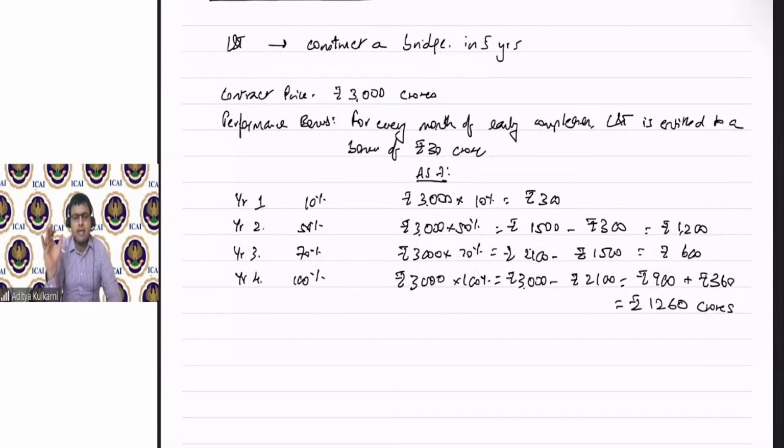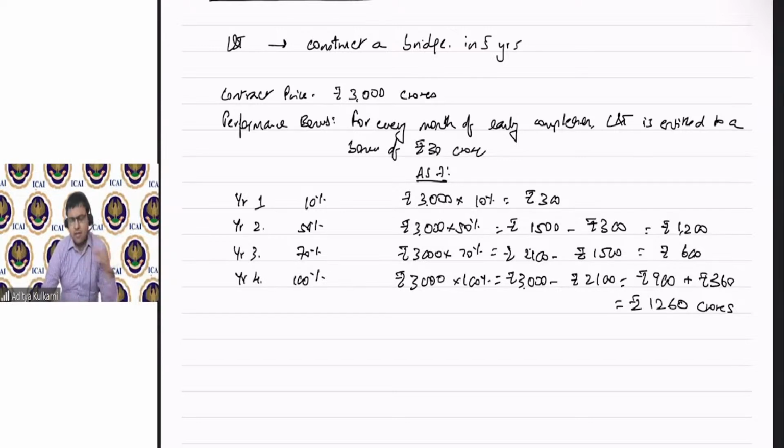Are you able to understand that you used to do a similar calculation under your construction contracts, or when you used to study your contract costing? A similar model of revenue recognition was used. Are you guys able to recollect? Yes or no? Yes. Okay. So now, this was what AS7 used to tell us.